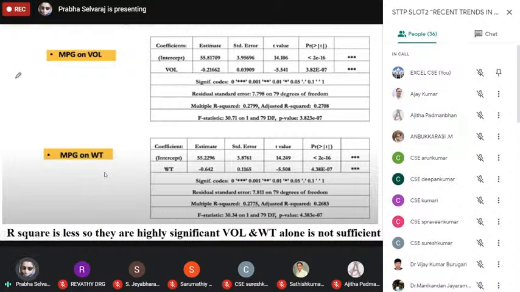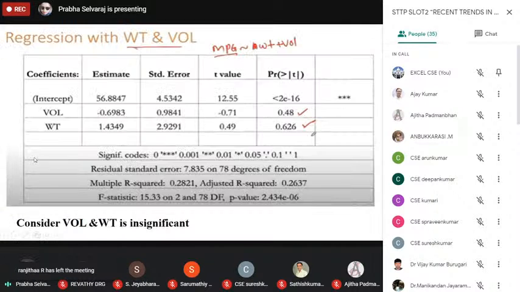If I calculate MPG, it is simple linear regression. Only on volume I am calculating, and the next one only on weight. As I told you, if the p-value is less than 0.05, then it is said to be a significant value. So in both cases, when you consider volume alone, it is significant, and when you consider WT alone, it is significant. The problem is when you combine these both. Let us find out what the problem is.